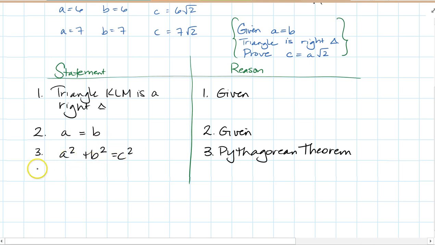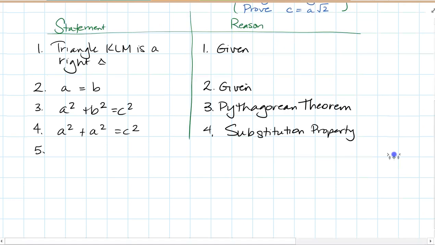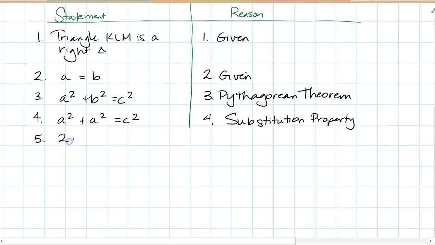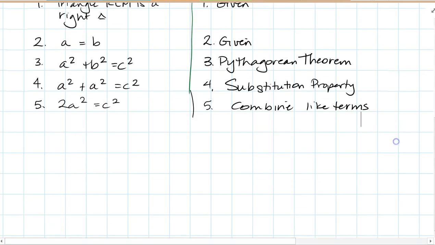Since they're the same, I probably should have put this step before the previous one, but anyway, I'll put a squared plus a squared is equal to c squared. And what I did was the substitution property. Now I'm going to combine like terms. 2a squared is equal to c squared. And I cannot remember the name of that property, but this is just a rough draft anyway, so I just put combine like terms.